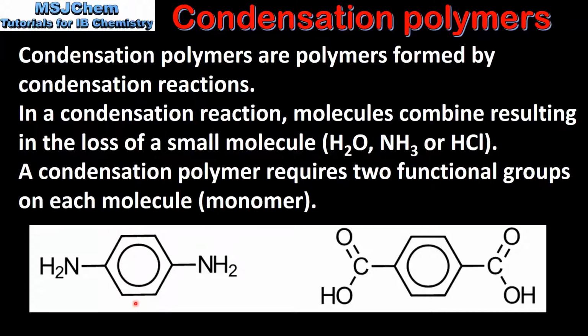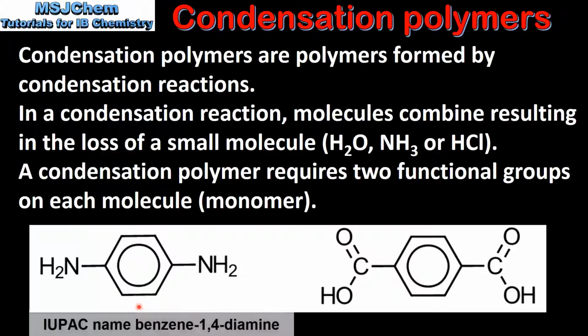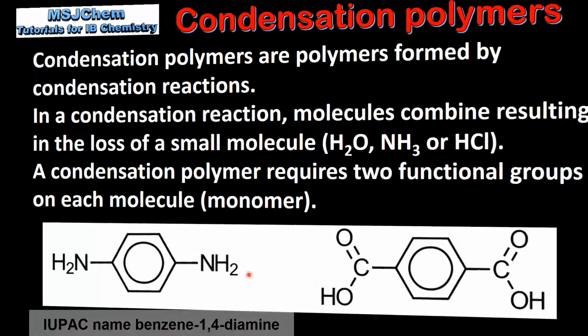So here we have two examples of molecules that have two functional groups. On the left we have 1,4-diaminobenzene, which has two amine groups. On the right we have benzene 1,4-dicarboxylic acid, which has two carboxyl groups. These molecules are able to react together to form a condensation polymer.